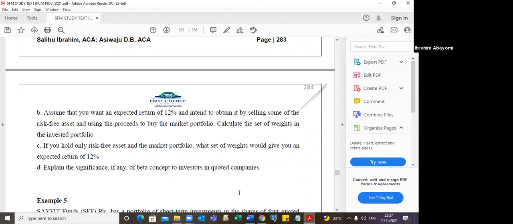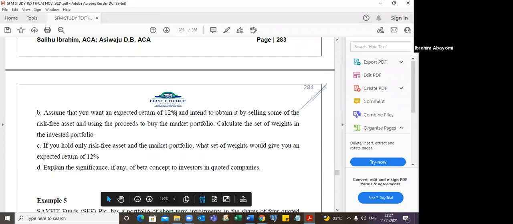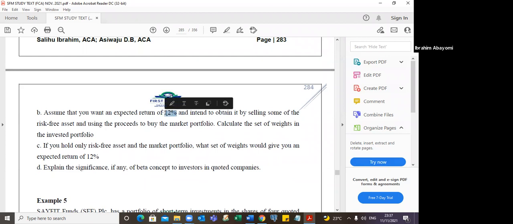Out of these 5 investments, your aim is to achieve a 12% return. And for you to achieve this 12% return, you want to sell some of the risk-free assets. Our risk-free asset is 50%. You want to sell some of them. Whatever you sell, you want to use the proceeds to buy the market portfolio.